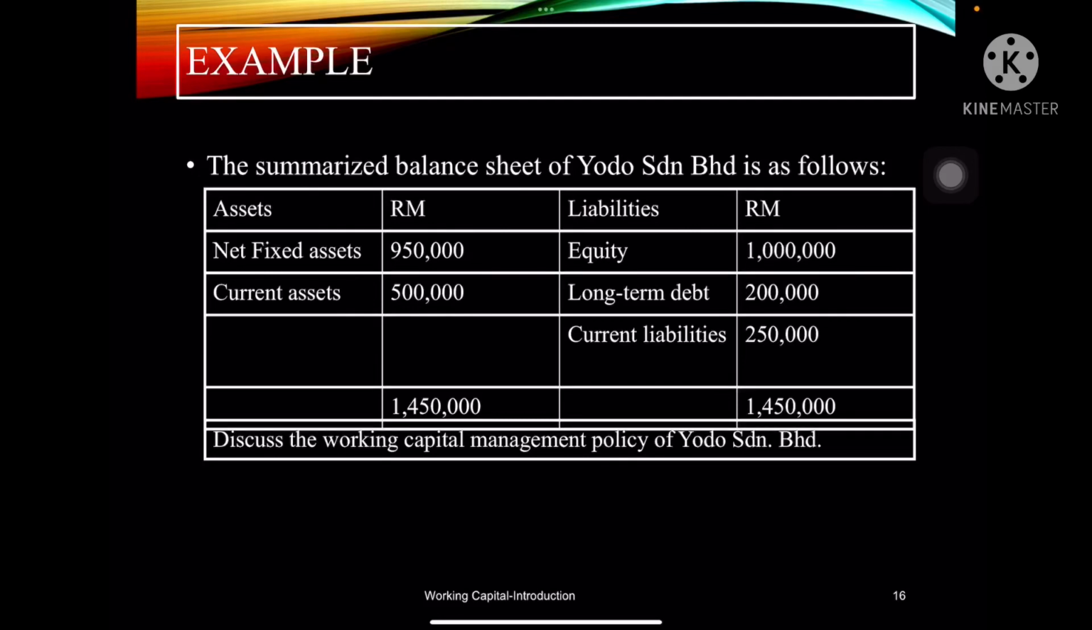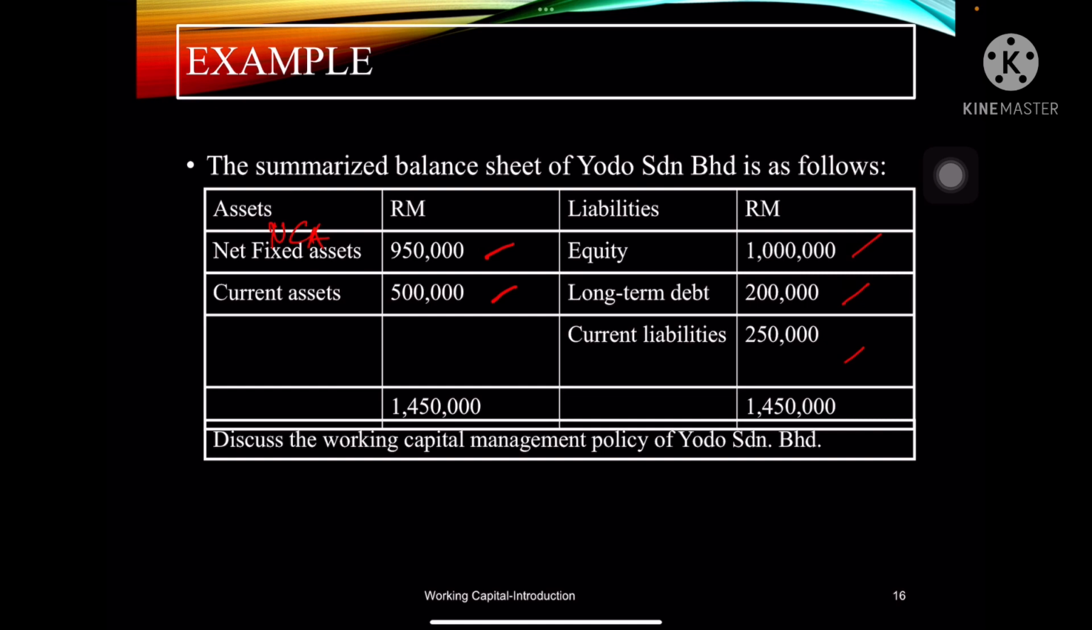On the example. The summarized balance sheet or statement of financial position of Yudus India Berhad is as follows. The net fixed asset is 950,000, current asset 500,000, and on the liabilities side, we are given equity 1 million, long-term debt 200,000, and current liabilities 250,000. So first of all, we have to categorize between the permanent sources, temporary sources, permanent asset, and temporary asset.